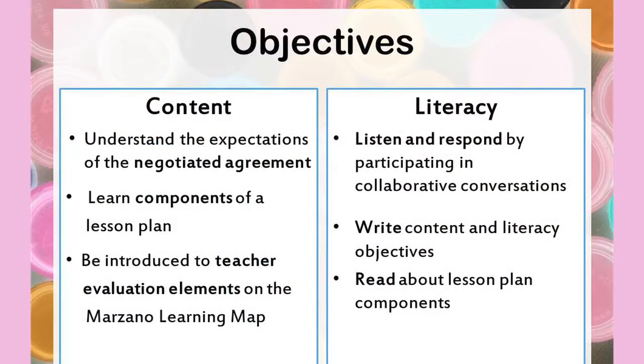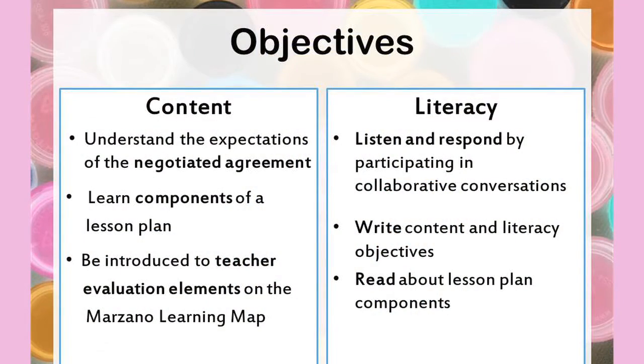You have content and literacy objectives in your teaching, and so we have content and literacy objectives in our teaching for you today. And here they are. With regard to content today, it's really going to be important that you learn the expectations of the negotiated agreement with regard to lesson planning and instruction. And we want you to learn the components of the lesson plan that are important for you to know. And we also want you to be introduced to the elements on the Marzano map that connect to our work with instruction. That puts you in a good place.